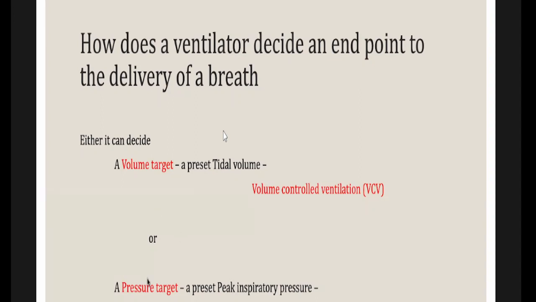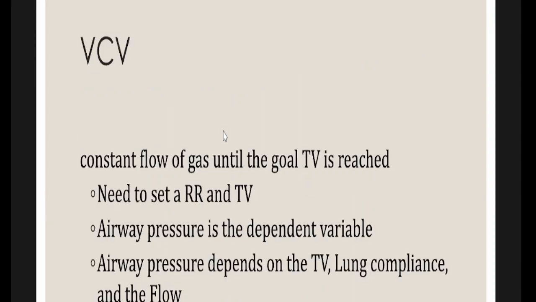Or else we can give it a pressure target. If we give the ventilator a pressure target, it will reach this preset peak inspiratory pressure and stop there. When the flow reaches the peak inspiratory pressure, it detects it and stops the flow. So that is called pressure control ventilation. It's very simple. You have two targets, a volume target or a pressure target. Okay, is it clear so far? Yes, madam. Okay, good.